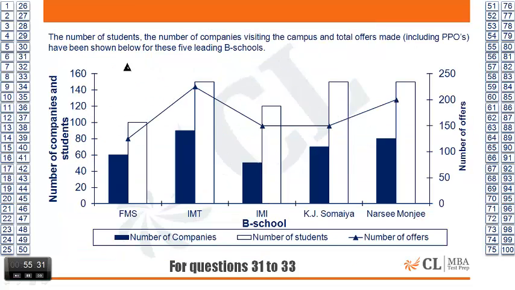Now a complicated figure. Now this number of students, the number of companies within the campus, total number of offers made. Number of companies is this black fellow. Number of students is this. So where is the data? This is number of companies and number of students, so this corresponds to this. Number of offers is this donkey fellow, so that corresponds there. Okay.